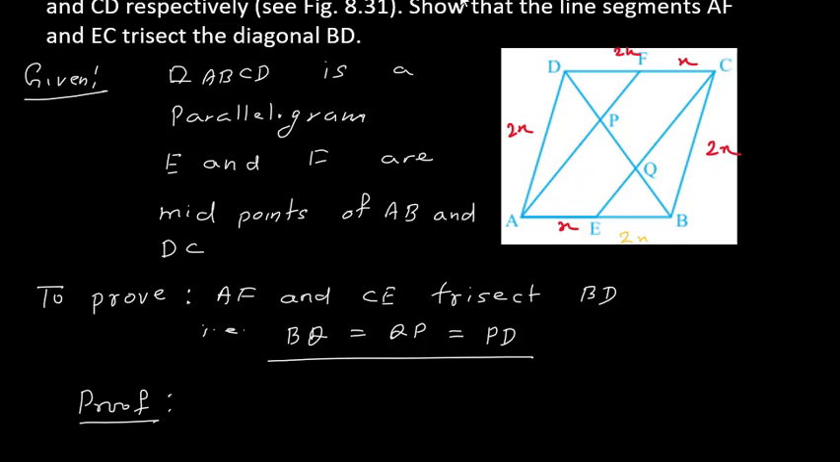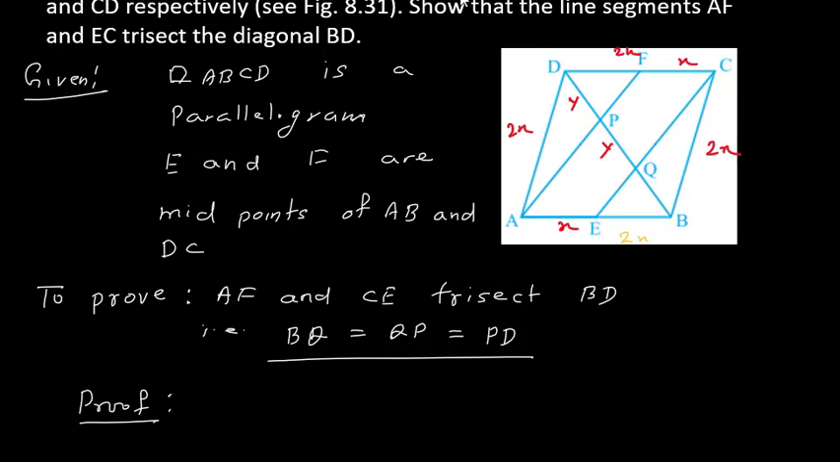AE is parallel to CF and AE is equal to CF. Both are equal to x. So therefore, this AECF will become a parallelogram, and hence you can say that AF and CE are parallel to each other. Once we prove that they are parallel, I will take triangle DQC. In triangle DQC, F is the midpoint and FP is parallel to DQ. Therefore, I will say that P is the midpoint of DQ. So DP and PQ are going to be equal.